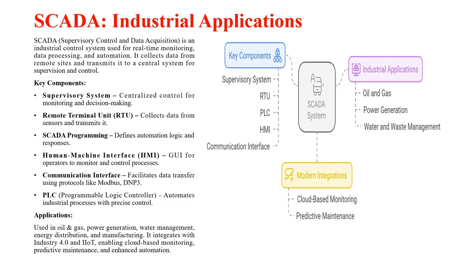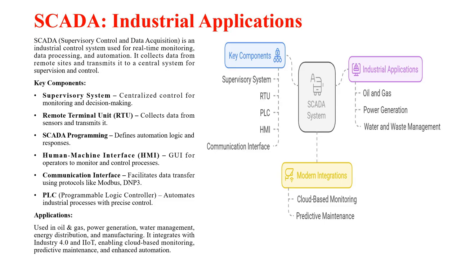Then you have the human machine interface, that is the HMI, where a graphical user interface, that is a GUI, allows operators to monitor and control the processes, and displays the real-time data, alarms and system status. Then you have the communication interface. Here it enables the data transfer between the field devices and the central SCADA systems, and it uses communication protocols such as Modbus, Ethernet, etc.